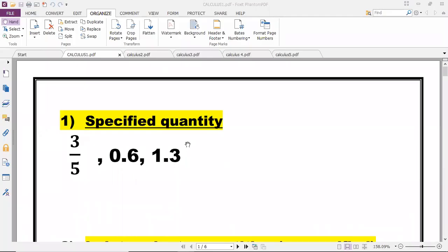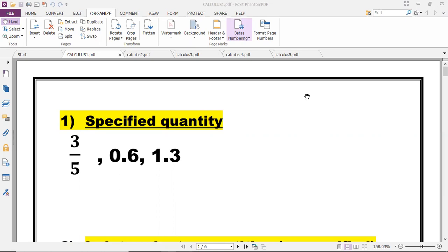In this session, we are going to revise all what we have studied in calculus. And before we start, I want to show you the difference between a specified quantity and unspecified quantity. The specified quantity is the quantity we know its value exactly, like these values here. 3/5 is a specified quantity. 0.6, it's a decimal, is a specified quantity. And 1.3 is a specified quantity. And also the percentage is a specified quantity.